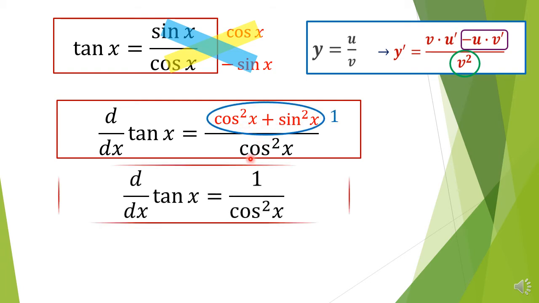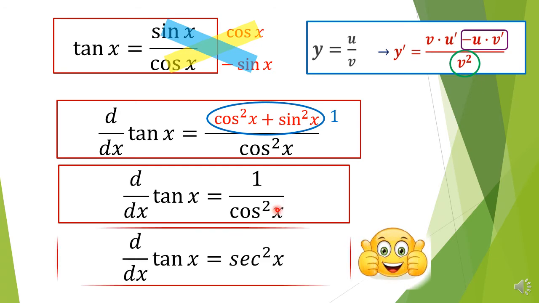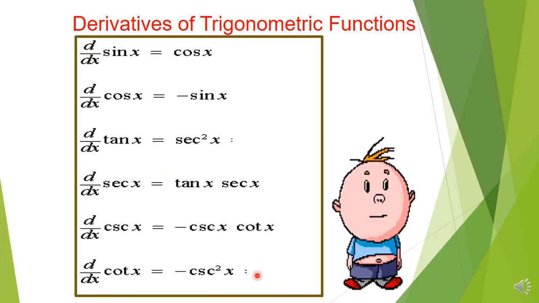So what we now have is 1 over cosine squared x, which we can actually write. Remember, 1 over cosine is secant x. So since we're squaring that, this will be secant squared x. So that's it. That's how we derive the formula for the derivative of tangent x being equal to secant squared x. Okay? Now, let's proceed.